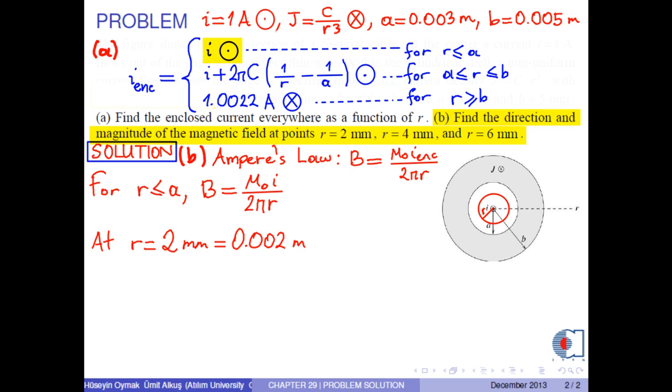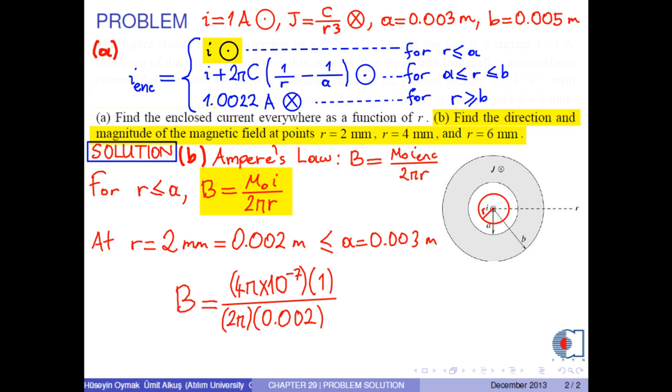At r equals 2 millimeters, which is 0.002 meters, which is less than a equals 0.003 meters, we can use the formula B equals mu0 I over 2 pi r for the magnetic field. Then, with the numerical values, we obtain the magnetic field as 1 times 10 to the negative 4 Tesla or 100 microtesla. And since the current is out of the screen, the direction of the magnetic field is counterclockwise by the right-hand rule.